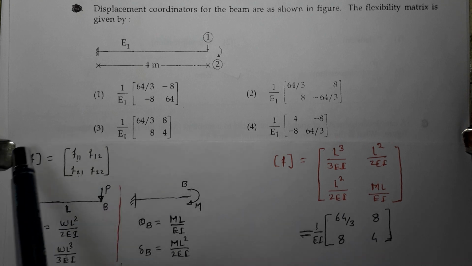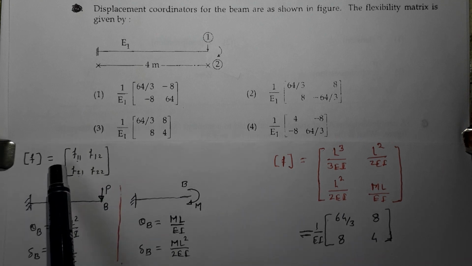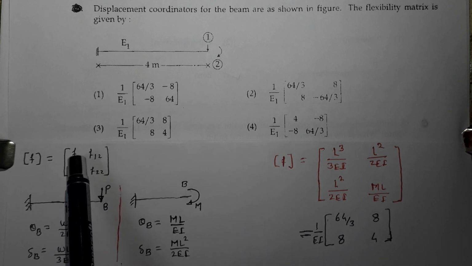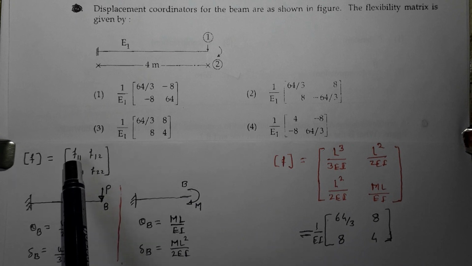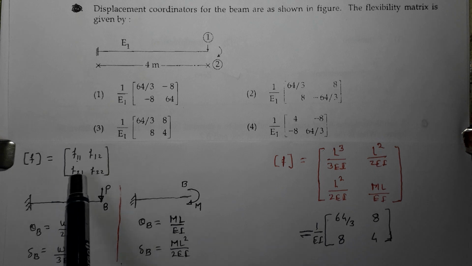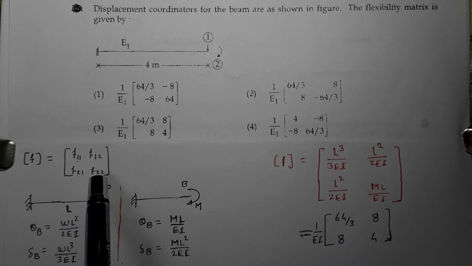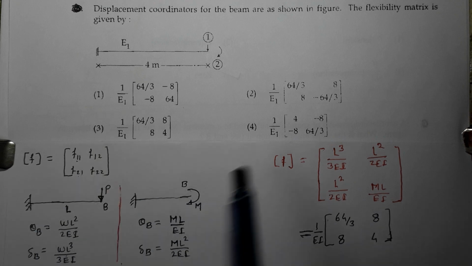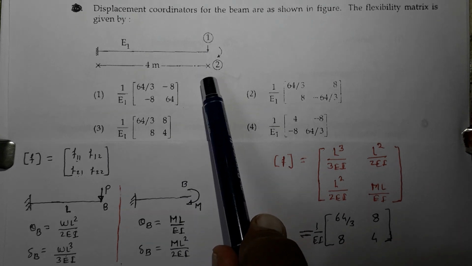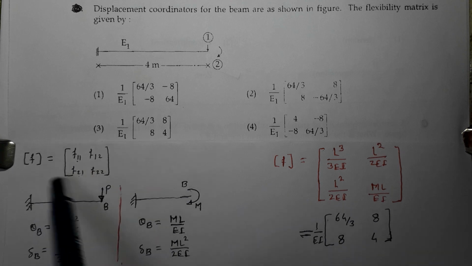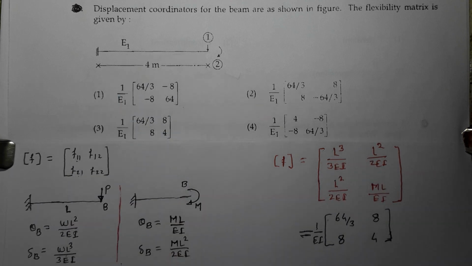Now, the flexibility matrix is given as F equals F11, F12, F21 and F22. F11 means displacement at 1 when the action is at 1. F12 is displacement at 1, action at 2. F21 is displacement at 2, action at 1. F22 is displacement at 2, action at 2. Using this basic knowledge we can develop the flexibility matrix for this beam. So the flexibility matrix is equal to, I am going to use this matrix to develop the flexibility matrix for the given beam.